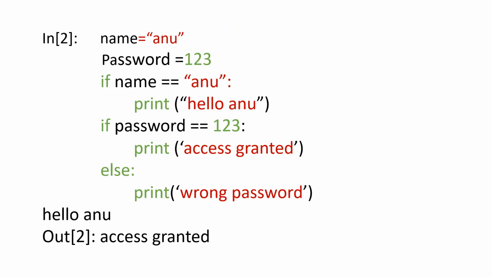Here we are giving input as Anu and password as 123. If the name is double equals Anu, print hello Anu, and if the password is double equals 123, here it will print access granted, or else it will print wrong password. So here the access is granted.